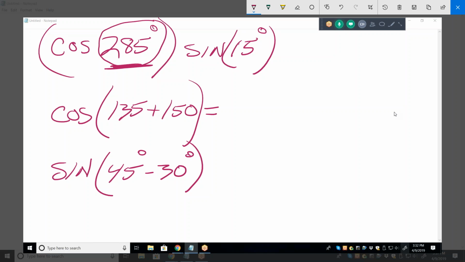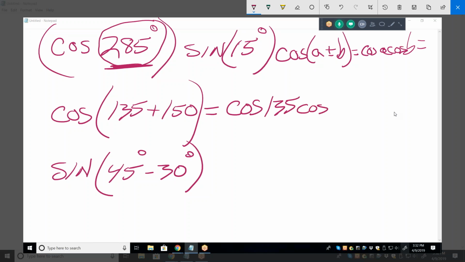All right. So what's the first one? Well, first of all, what's the general formula? In other words, what's the cosine of A plus or minus B equal to? Cosine of A times cosine of B minus or plus sine of A times sine of B. All right. Cool. Just fill it in. So it's cosine of what? So cosine of 135 times the cosine of 150 minus the sine of 135 times the sine of 150.